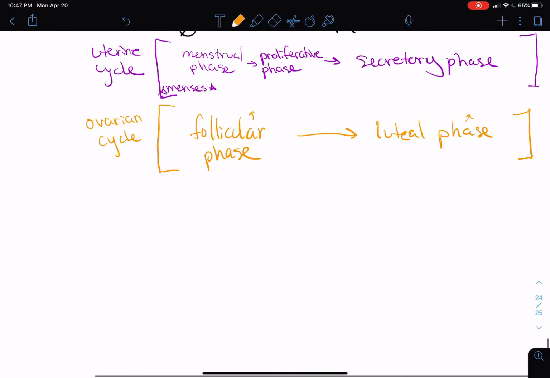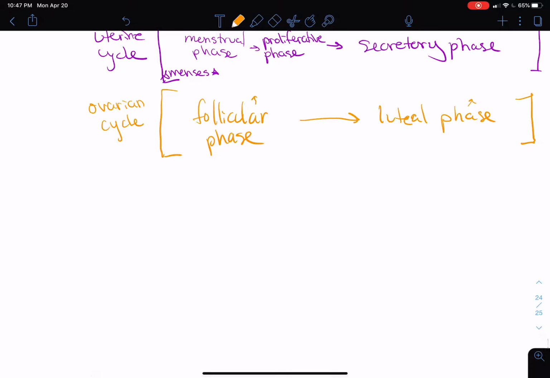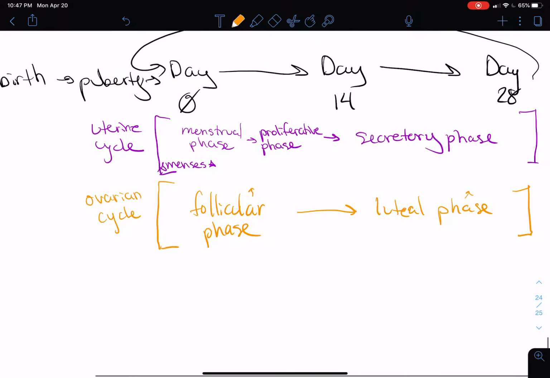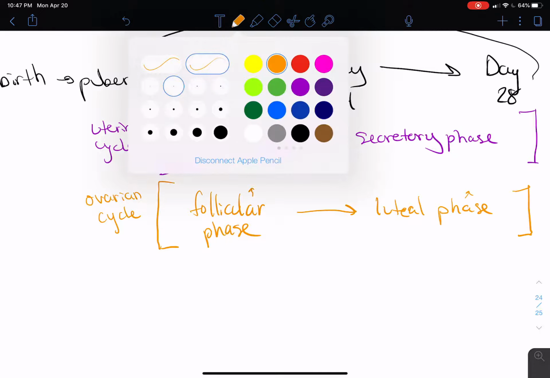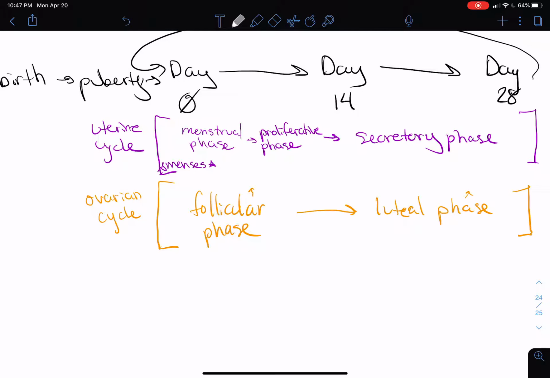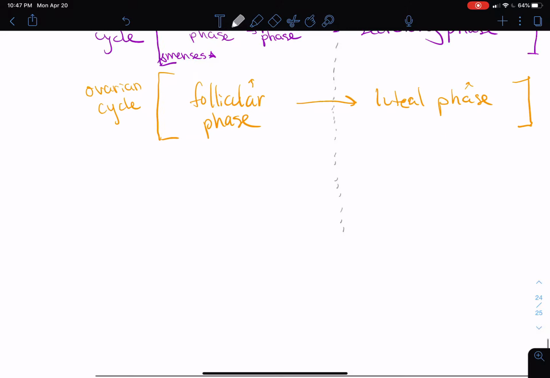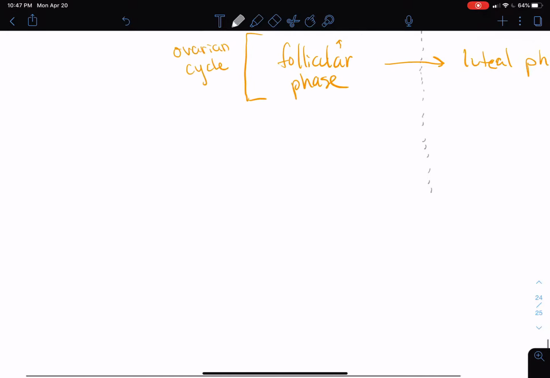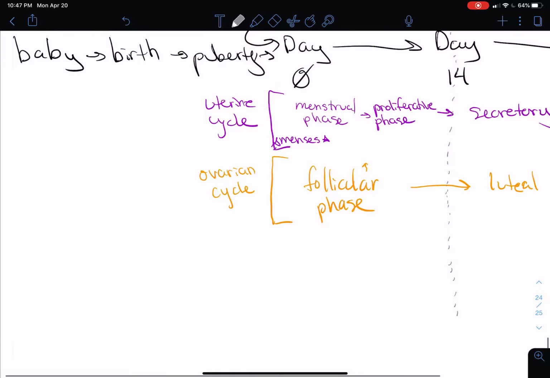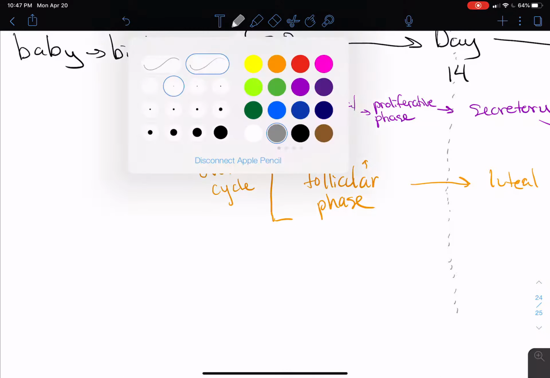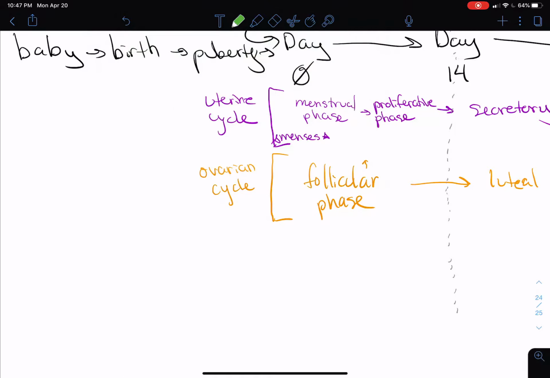Okay. Next, let's talk about oogenesis. So in oogenesis, we have ovulation at day 14, right? So I'm just going to make this dots. You don't have to do that if you don't want to, but for me that's going to be helpful for spacing. And right here we have baby, birth, and puberty, so I want to make sure I keep track of that. So let me go in green.